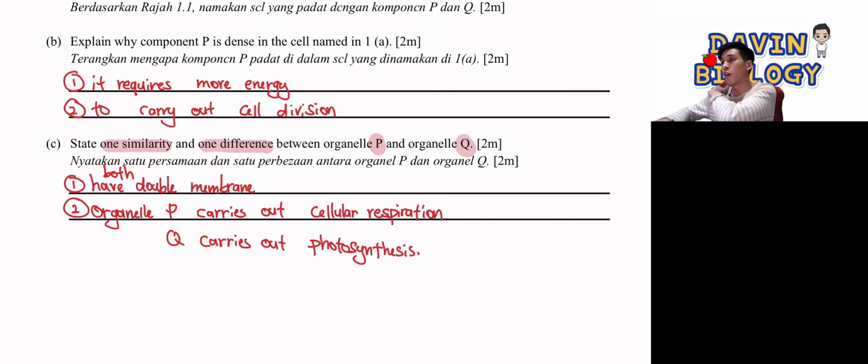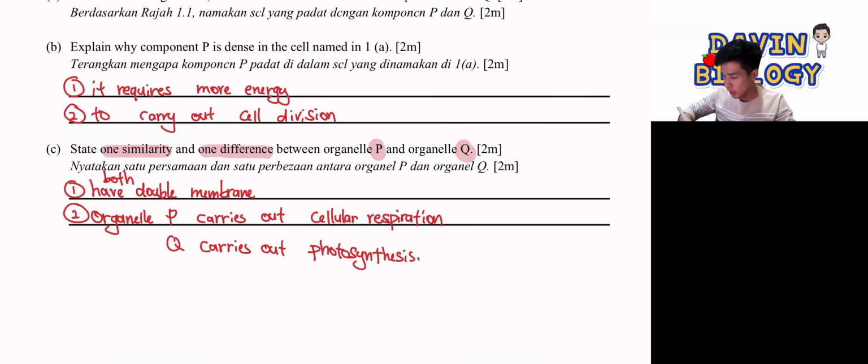Can I write the chlorophyll thing? This one, better don't. The difference, they mainly want you to state the process that they carry out. So don't say the chlorophyll one. I'm not too sure whether they will give you the mark or not, but better don't. Okay, so that's the difference and similarities.